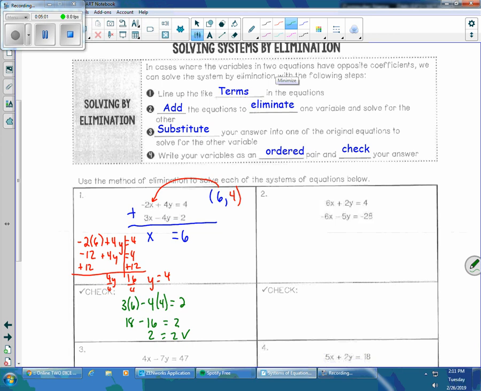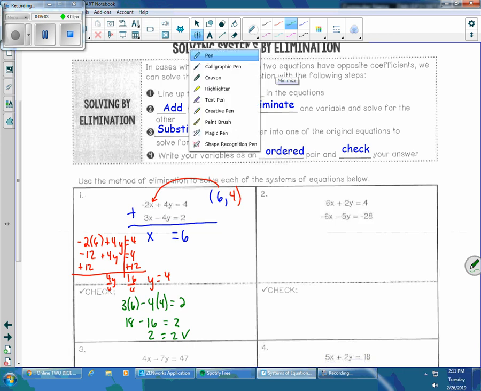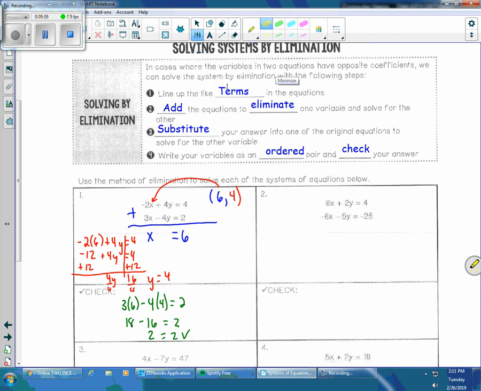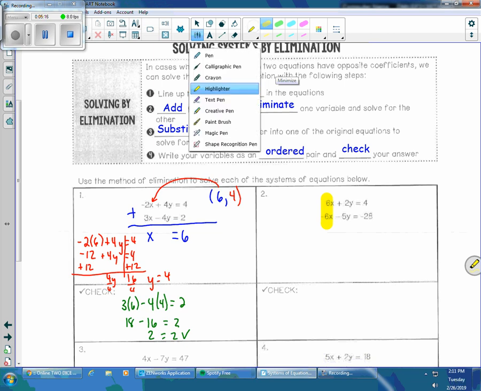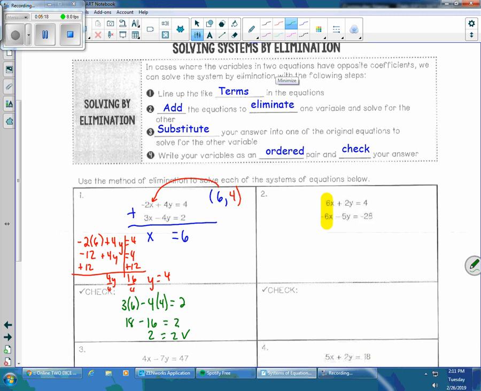Number 2 is again set up perfectly to use elimination. Let's take a look at my set of opposites here. I've got 6x on the top and I've got minus 6x on the bottom. So my x's are going to be the things that get eliminated when I add these two equations together. So I'm just going to add down.